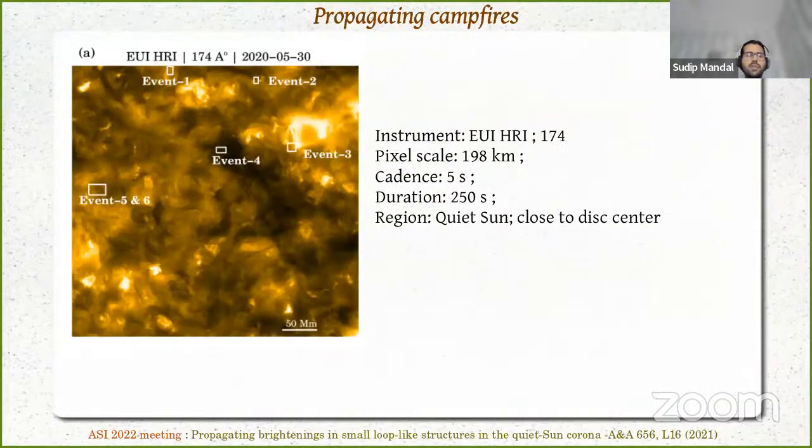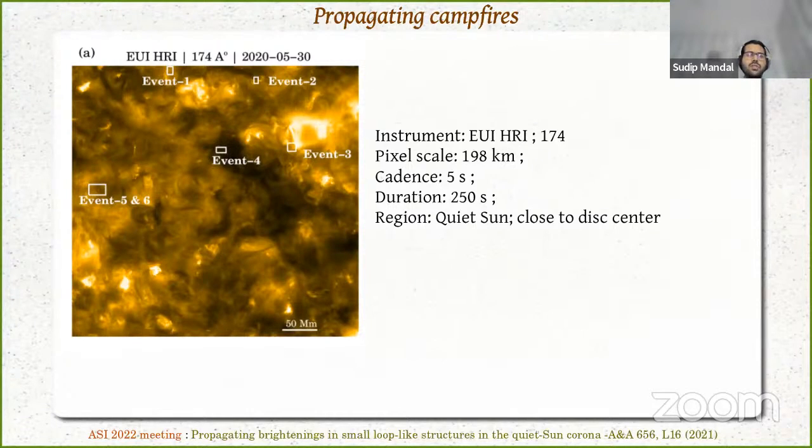So in this work we are looking at some of these campfires which show systematic propagations. For this, I use the same data that has been used for the initial publication. This has these specifications which are absolutely mind-blowing numbers. So you have 200 kilometers spatial scale, a cadence of only 5 seconds, which is fantastic given that we are looking for transients.